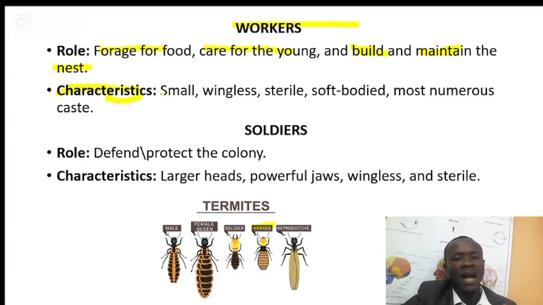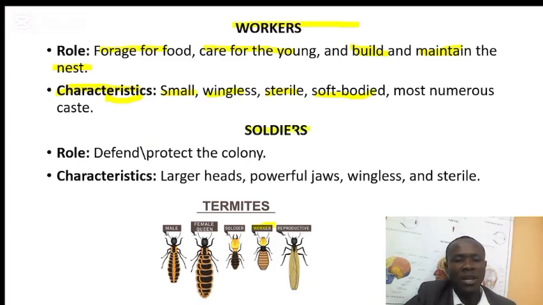The workers are small, they are wingless, they are sterile, that means they cannot reproduce, and they have a soft body. When you observe it here, the others have this black abdomen, black abdomen, black abdomen. That tells you it is thick. And this one here has something brown or pink in color. That tells you it has a soft abdomen. So they have a soft body. And they are the most numerous caste. Among all of them, by number, they are the most numerous that we have.